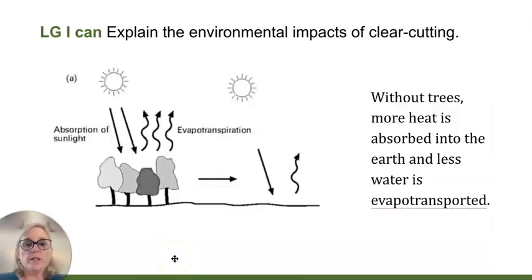One of the problems with clear cutting is that you're going to make an area hotter. So trees absorb heat, and without the trees, the heat is going to be absorbed into the earth instead of the trees kind of reflecting back some of that heat, taking care of that heat. So without trees, more heat is absorbed into the earth and less water is evapotranspired, which you can see a picture of here, which cools down an area.